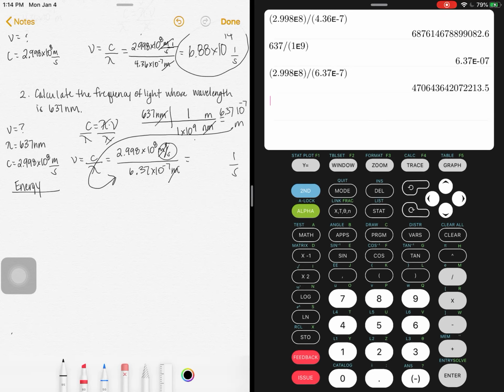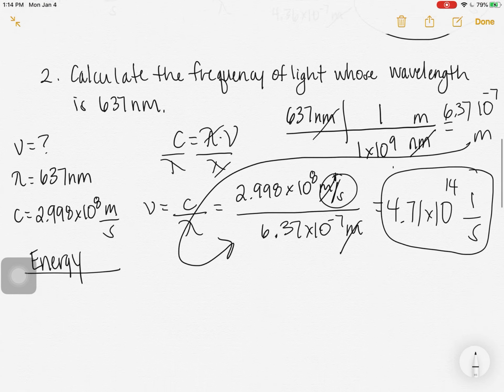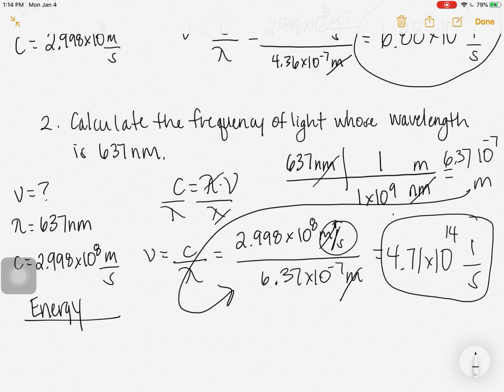Man, again, they gave it to me in a really big number. I'm going to keep 3 sig figs, 4.71 times 10. And if we count over, it's the same as the other one. It's going to be 14. And that is how I can calculate frequency from the speed of light and from wavelength.